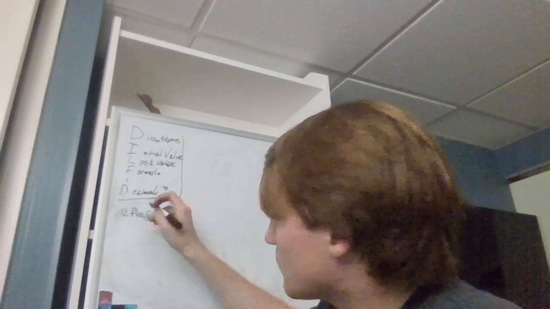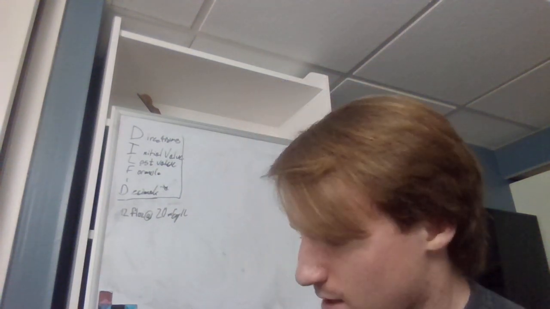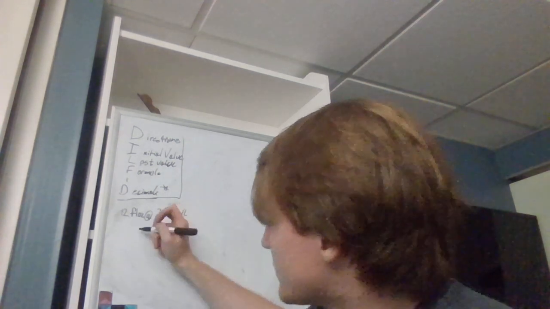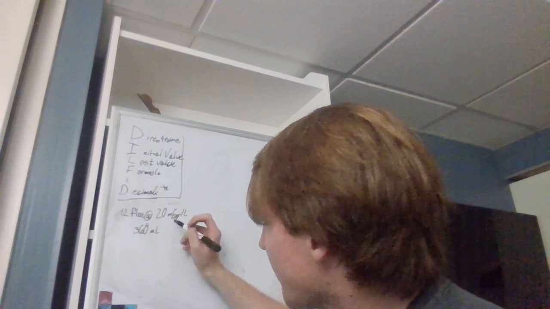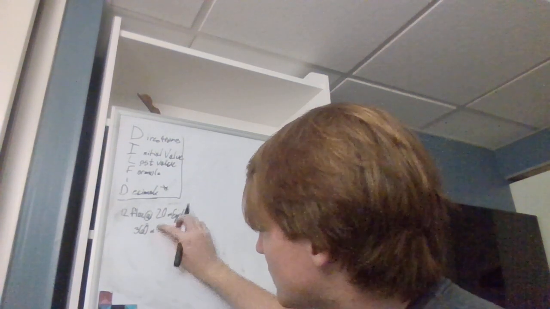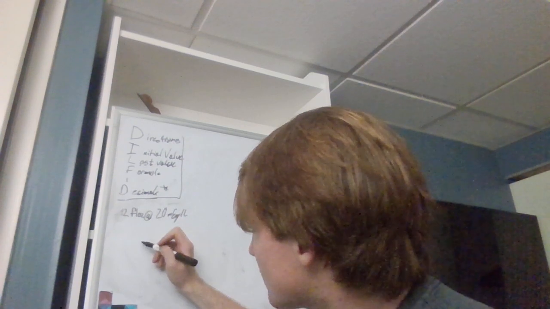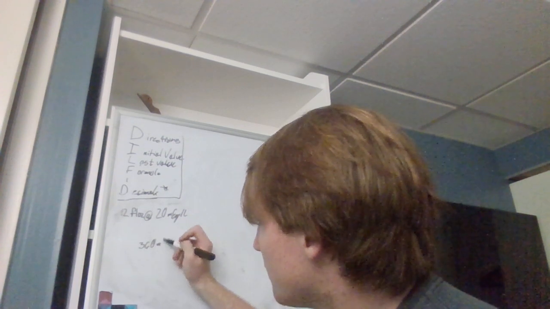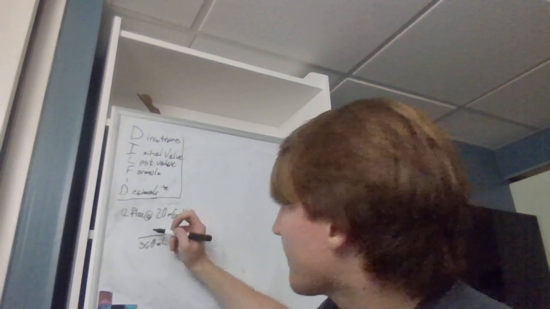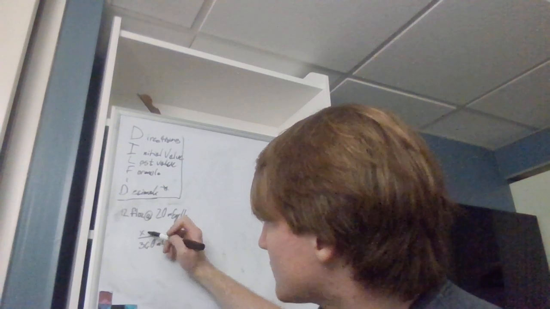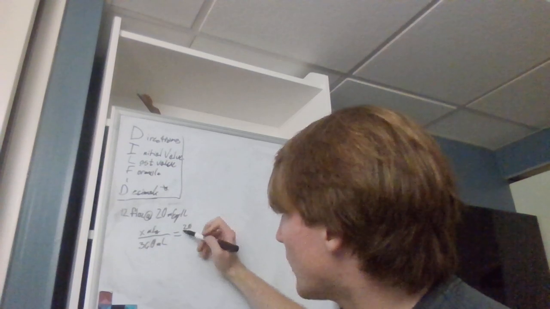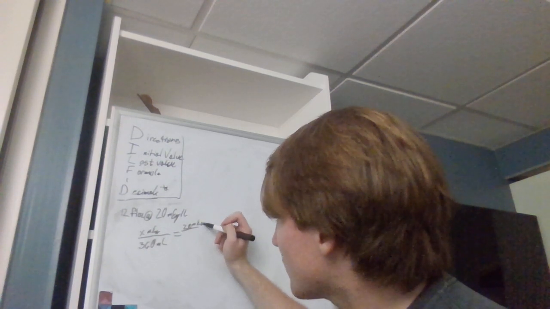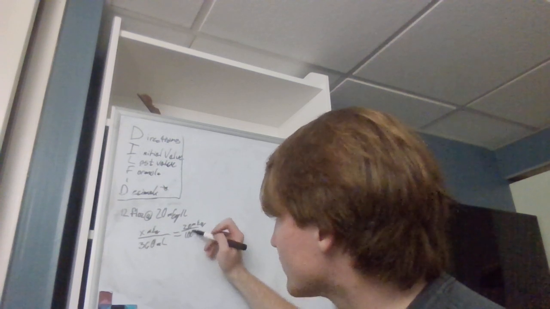20 MEQ per liter. We have 12 fluid ounces. 12 times 30 is 360, so 360 milliliters. Let's rewrite this: 360 milliliters, and we have X milliequivalents equal to 20 MEQ per 1,000, because 1 liter is equal to 1,000 milliliters.